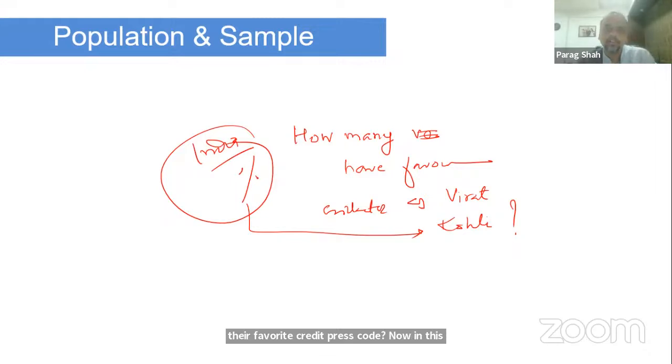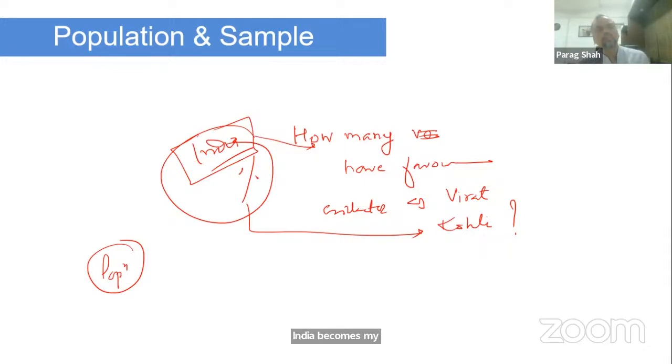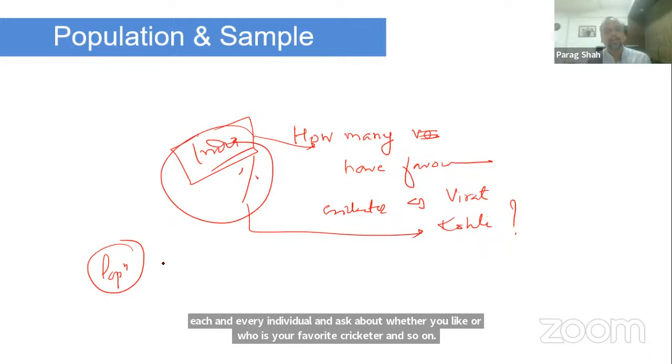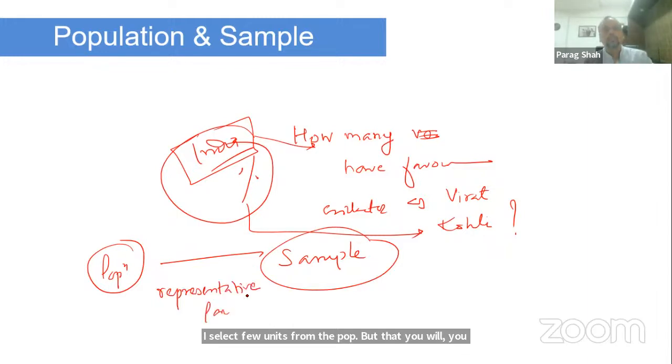Now in this scenario, all the individuals staying in India become my population. The population means the total number of units under the study. So my study was for India. So all individuals in India become my population. Now we know it is not feasible to go to each and every individual and ask whether you like Kohli or who is your favorite cricketer and so on. So what I do, I take a sample. I select a few units from the population. But that few units should be what? Representative part of the population. So representative part of the population is called a sample.